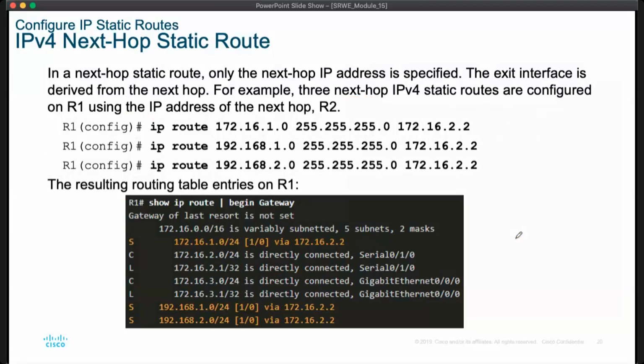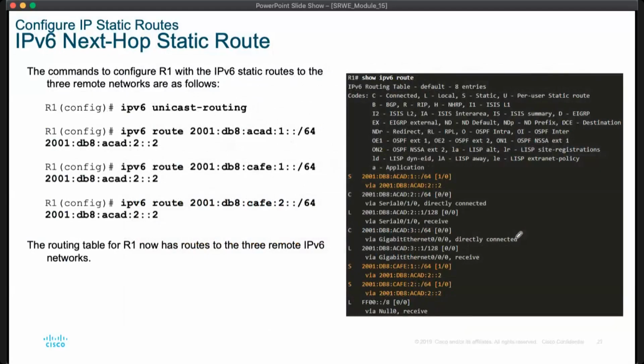IPv6 next hop static route. The commands to configure R1 with IPv6 static routes to the three remote networks are as follows. First ipv6 unicast-routing, then ipv6 route with this IP, and this, and also this IP. The routing table for R1 now has routes to the three remote IPv6 networks.